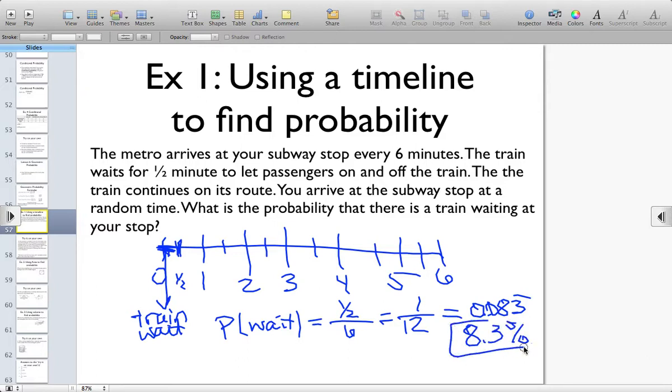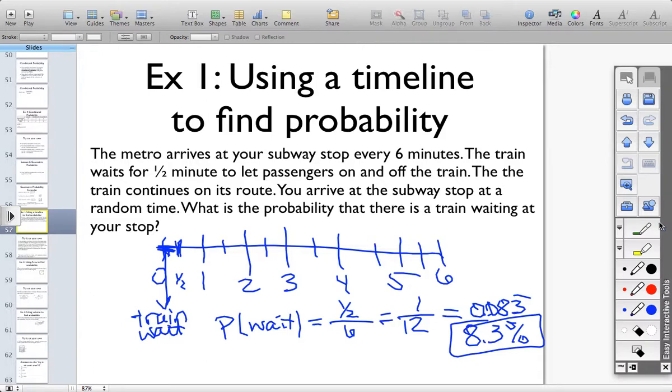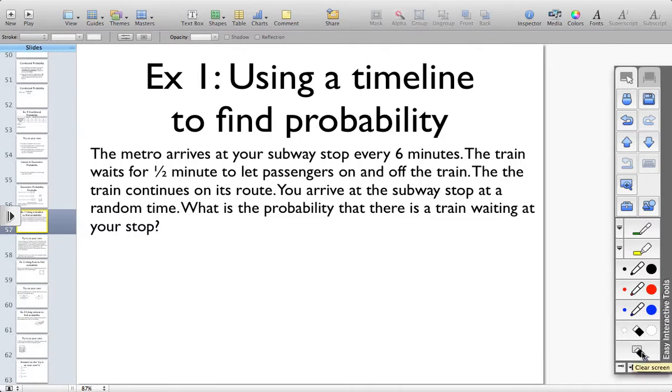8.3% is our probability. So anything less than 50% goes towards the unlikely phrase. So this is highly unlikely that you're just going to randomly show up and the train is going to be there waiting for you. Usually, it feels to me as if I show up and the train has just left the station. Probably not statistically true, but it just feels that way.